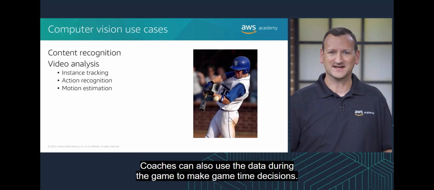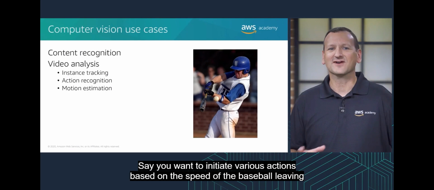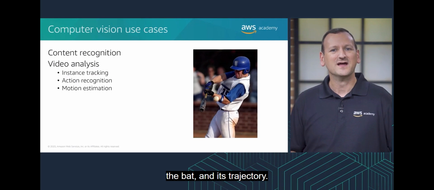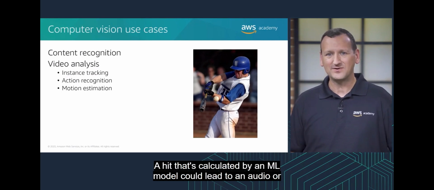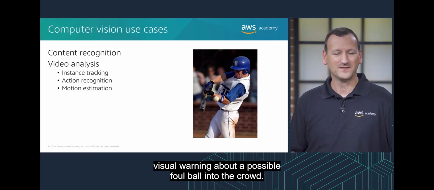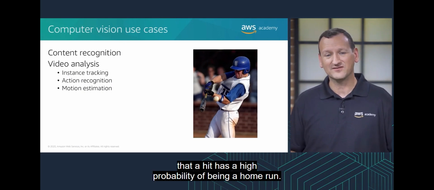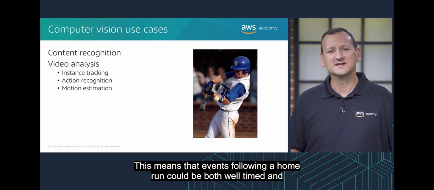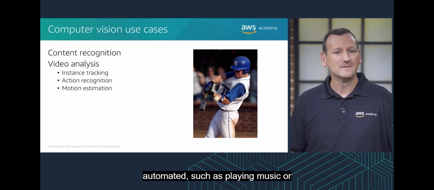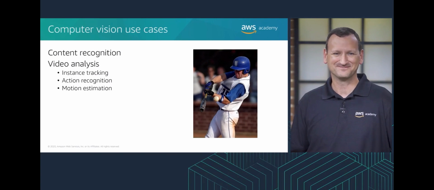Coaches can also use the data during the game to make game time decisions. Say you want to initiate various actions based on the speed of the baseball leaving the bat and its trajectory. A hit that's calculated by an ML model could lead to an audio or visual warning about a possible foul ball into the crowd. Or it could result in a preemptive alarm that a hit has a high probability of being a home run. This means that events following a home run could be both well-timed and automated, such as playing music or setting off fireworks when the home run is hit by the home team.